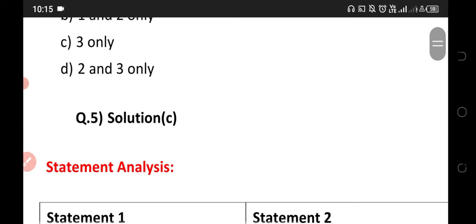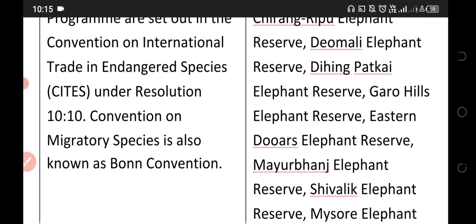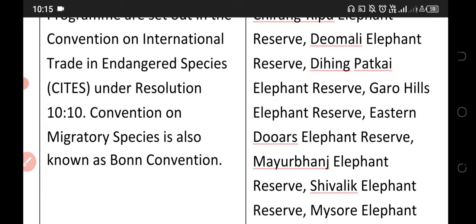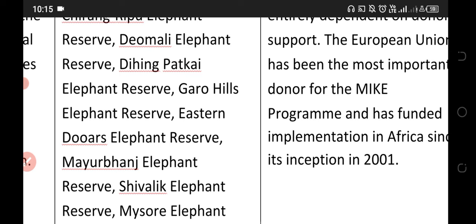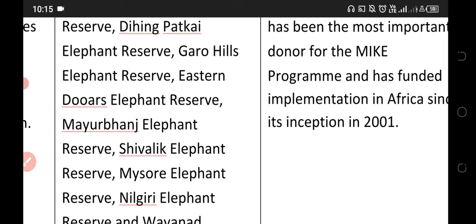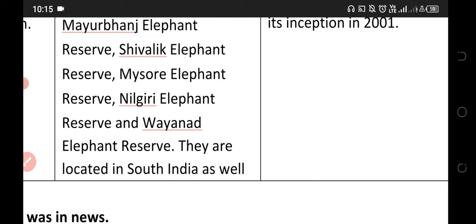You know, the objectives of the MIKE program are set out in the Convention on International Trade in Endangered Species under Resolution 10/10, also known as the Bonn Convention. The MIKE sites in India are Chirang Ripu, Ripu Elephant Reserve, Dehing Patkai, Garo Hills, Eastern Dooars, Mayurbhanj Elephant, Shivalik, Mysore, Nilgiri, Wayanad. They are located in the south as well.